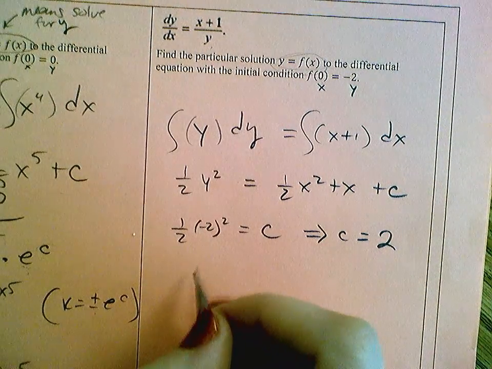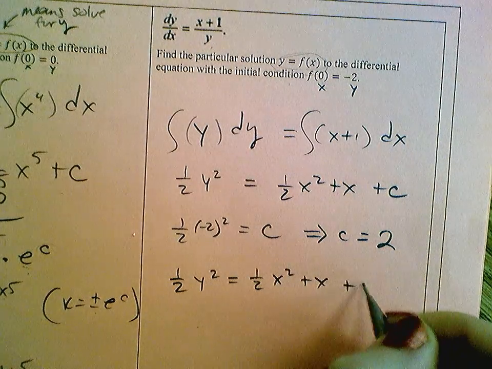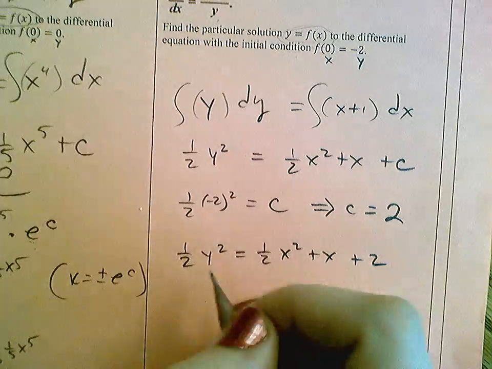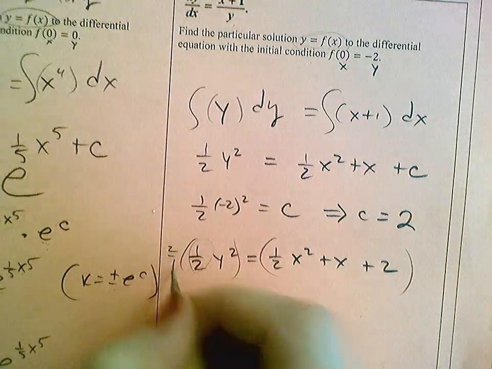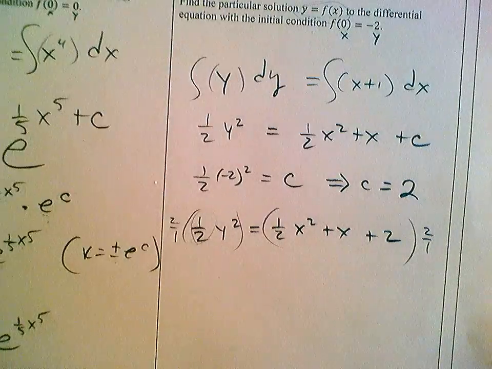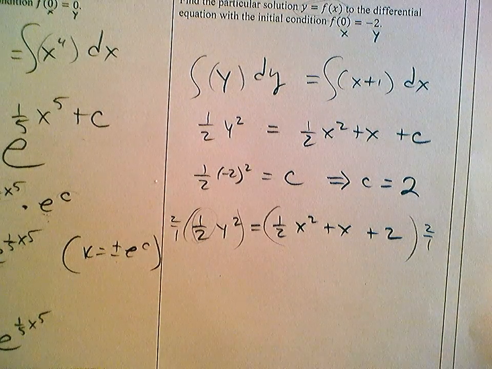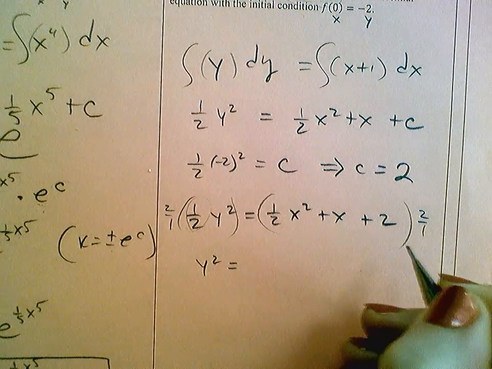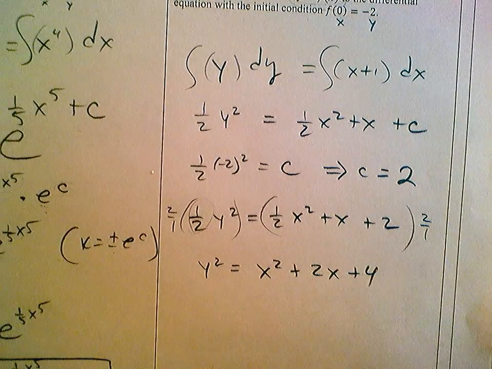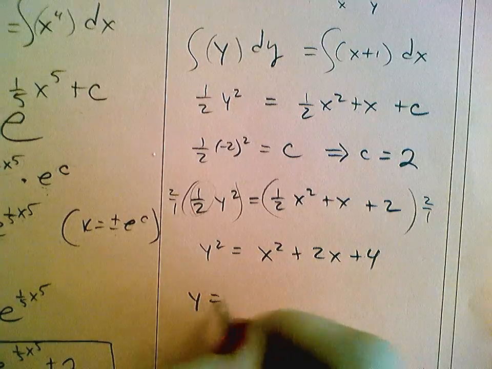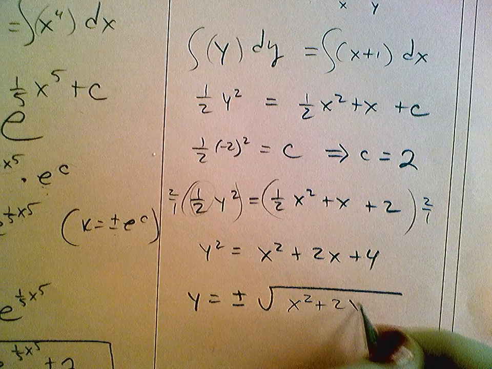Okay. So I get 1/2 y squared equals 1/2 x squared plus x plus 2. I've got to solve for y. So I'm going to multiply both sides by the reciprocal of this, which is 2 over 1. Dividing by 1/2 is the same as multiplying by 2 over 1 because of, say, change flip. So this is y squared equals, I'm distributing this to everything, x squared plus 2x plus 4. So y equals plus or minus radical x squared plus 2x plus 4.